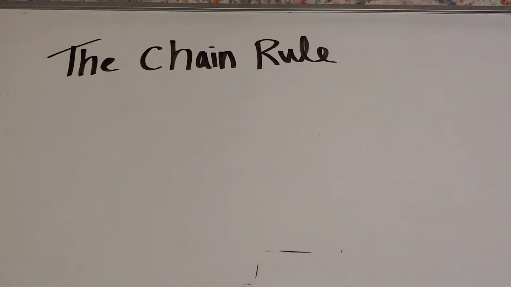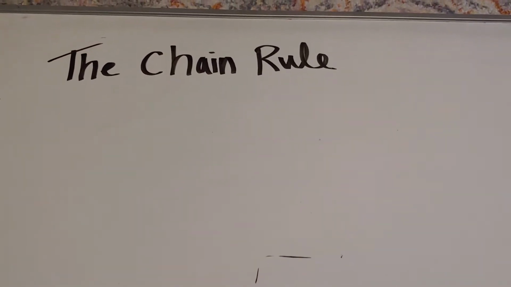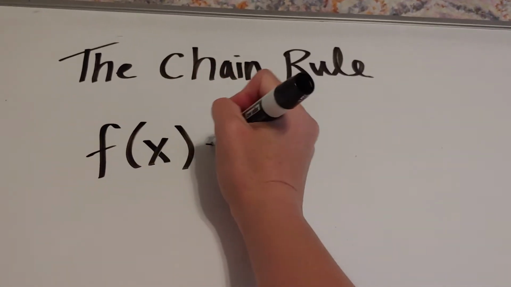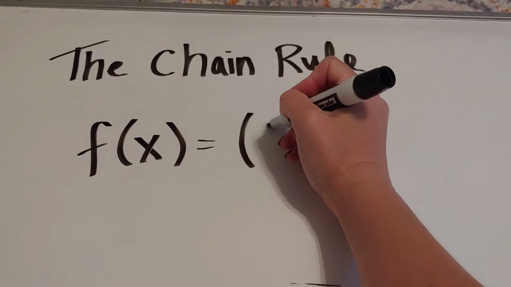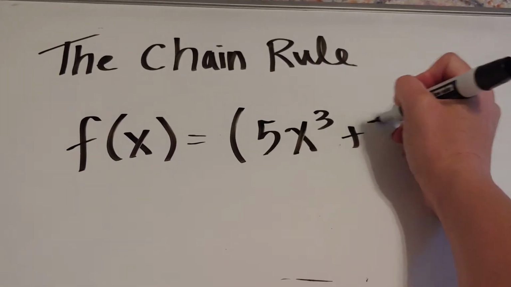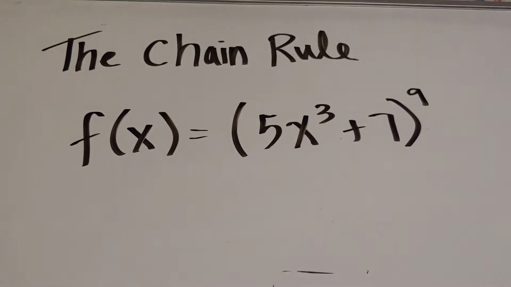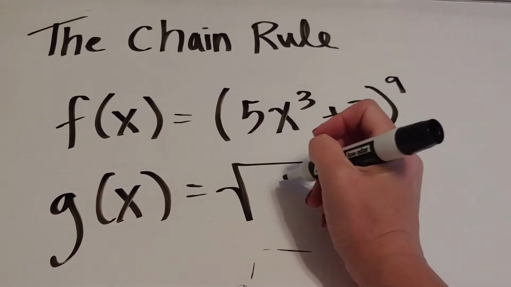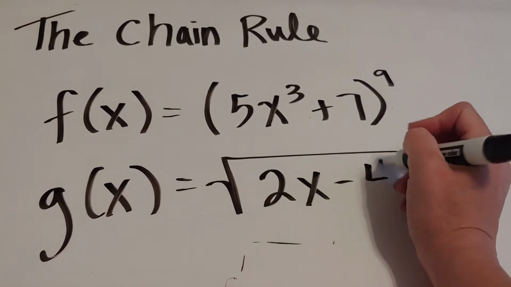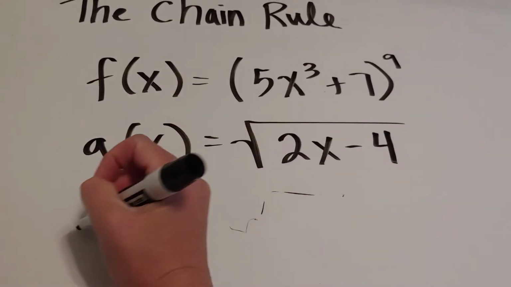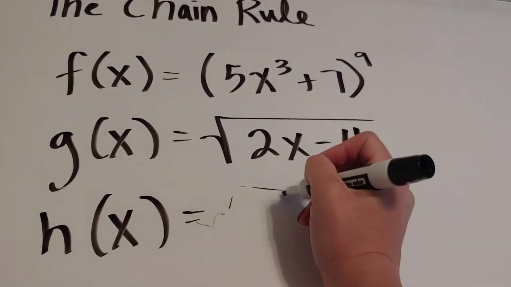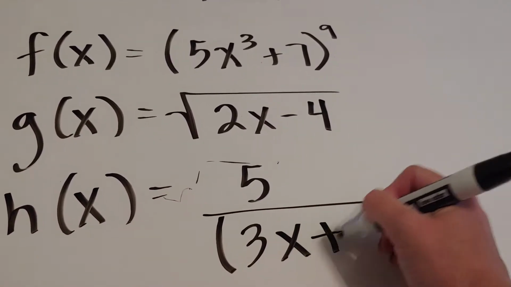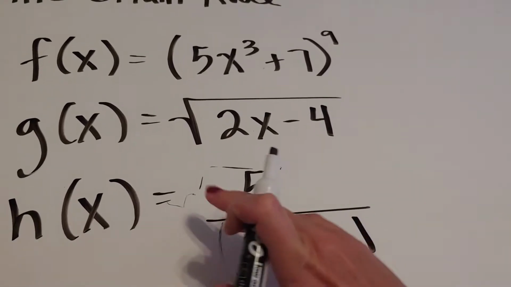In this first video about the chain rule, we're going to look at how to identify a composition of functions. So basically what we're looking for is something like the following. f of x equals, how about (5x cubed plus 7) all to the 9th? Or g of x equals the square root of 2x minus 4. And maybe I have h of x equals 5 over 3x plus 1. Actually, I'm just going to leave it like that.